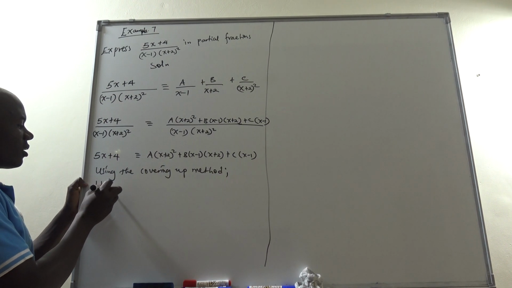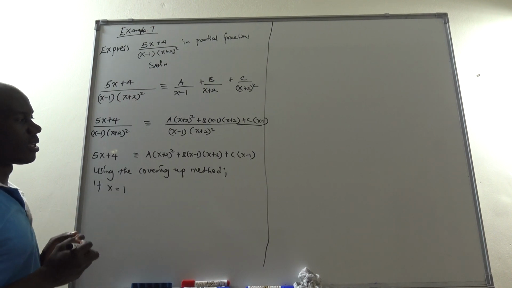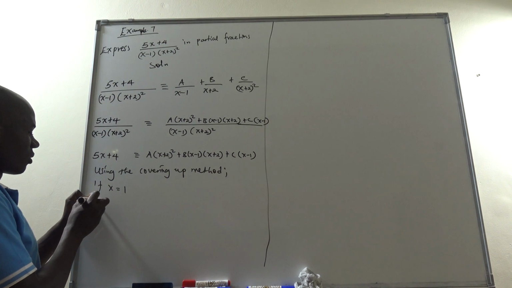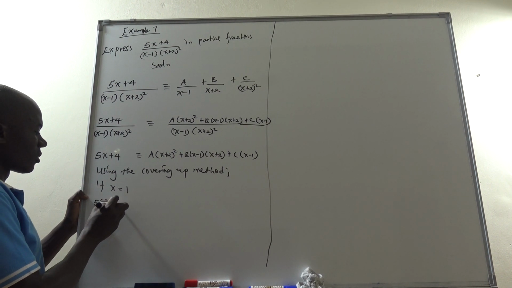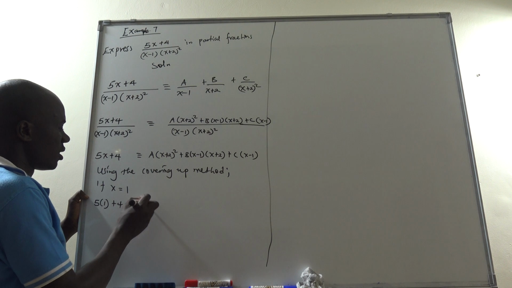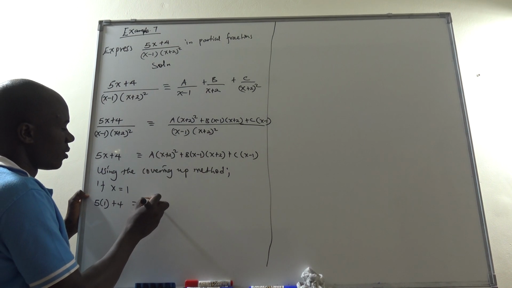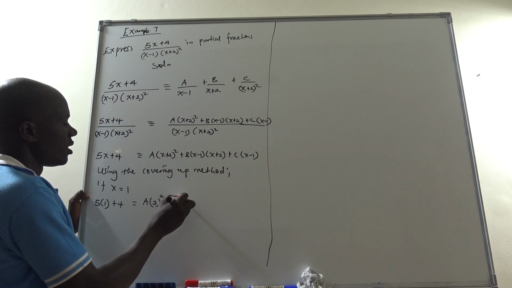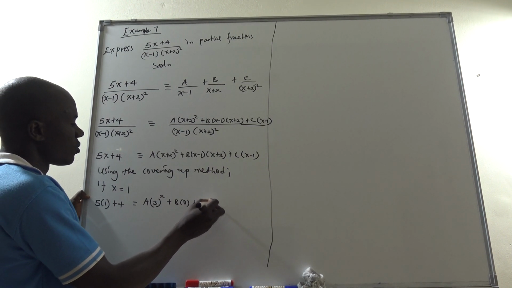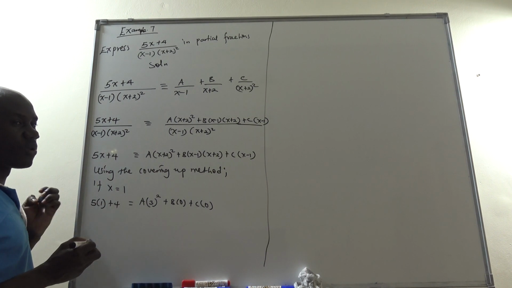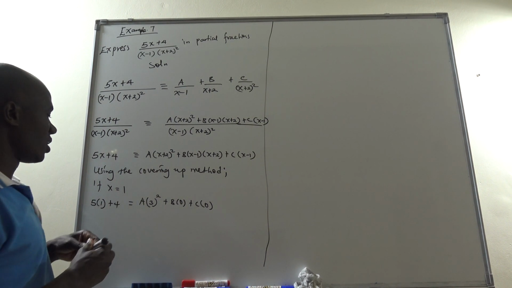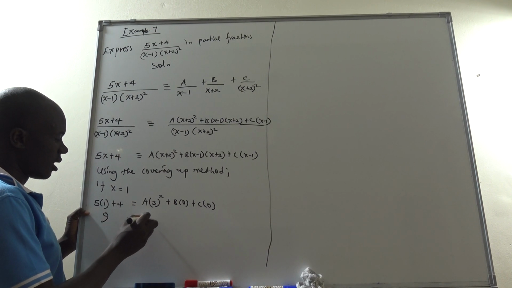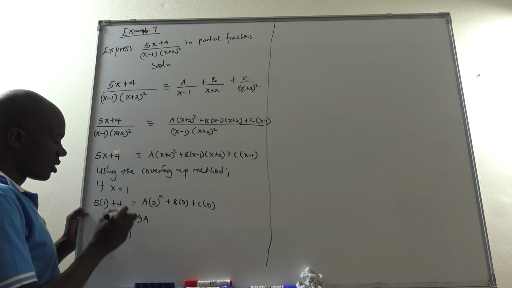We say if x equals 1, we are substituting in the first scenario. What are we remaining with? We are going to have 5 into 1 plus 4 equals A into (1 + 2) which is 3 squared, plus B into (1 - 1) which is 0, plus C again into 0. So 5 times 1, we are getting 5 plus 4, we are coming out with 9, which is equal to 9A. This implies that A equals 1.